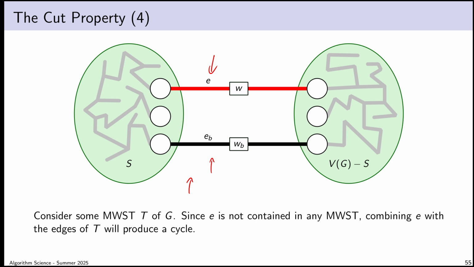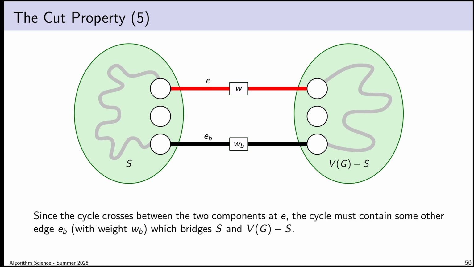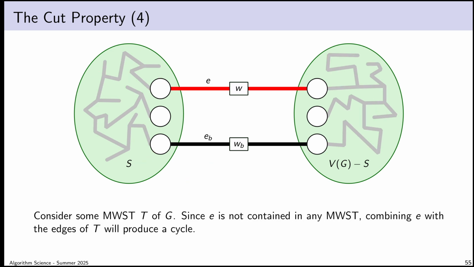What I'm going to argue is, because adding this edge created a cycle, there has to be a way from this endpoint of E to reach the corresponding endpoint in S of EB. Similarly, there has to be a way from the other endpoint of E to reach the other endpoint of EB. In other words, if I consider any two vertices in T prime, there is a way to get between them. Because, for example, in my original tree, if I chose a vertex over here and a vertex over here, there was a way to reach it by crossing this bridge.